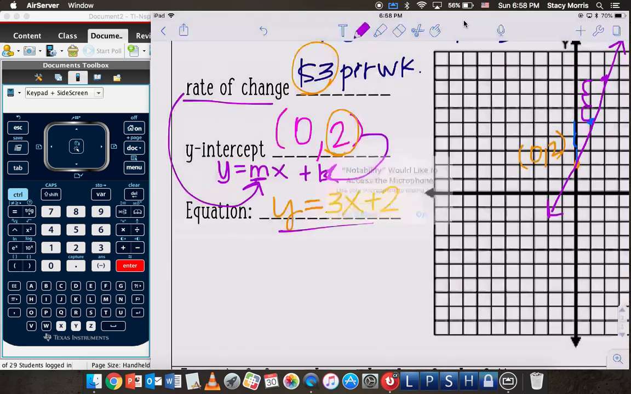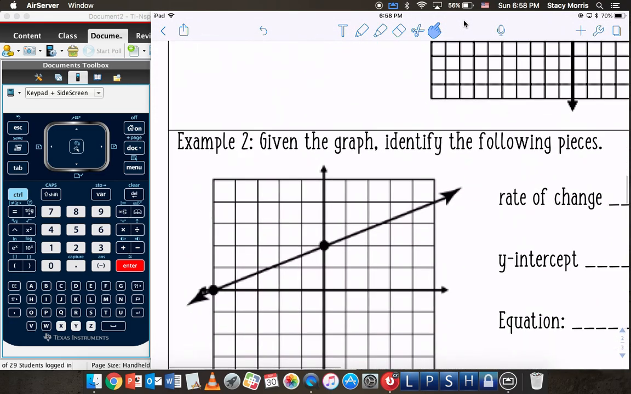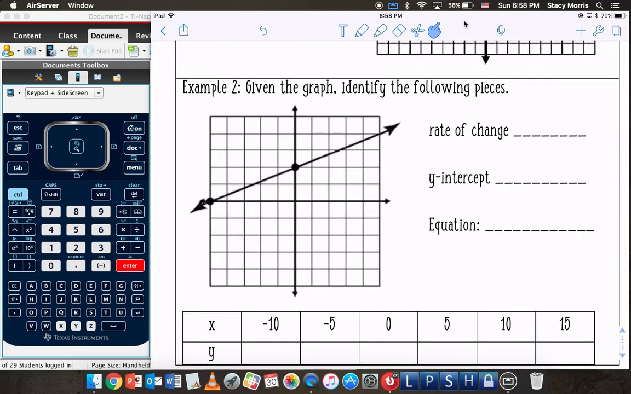So let's look at the next one. Given the graph, identify the following pieces. So we need the rate of change. Again, rate of change is slope, the y-intercept, and the equation.